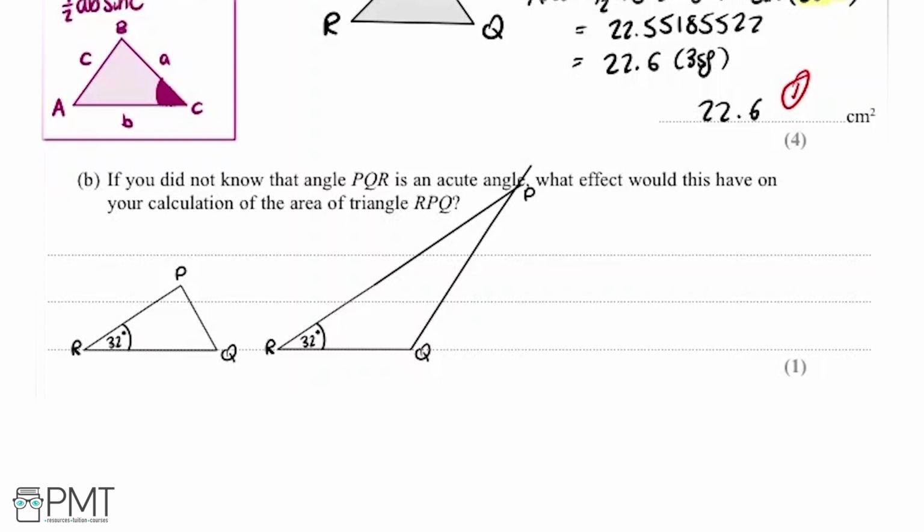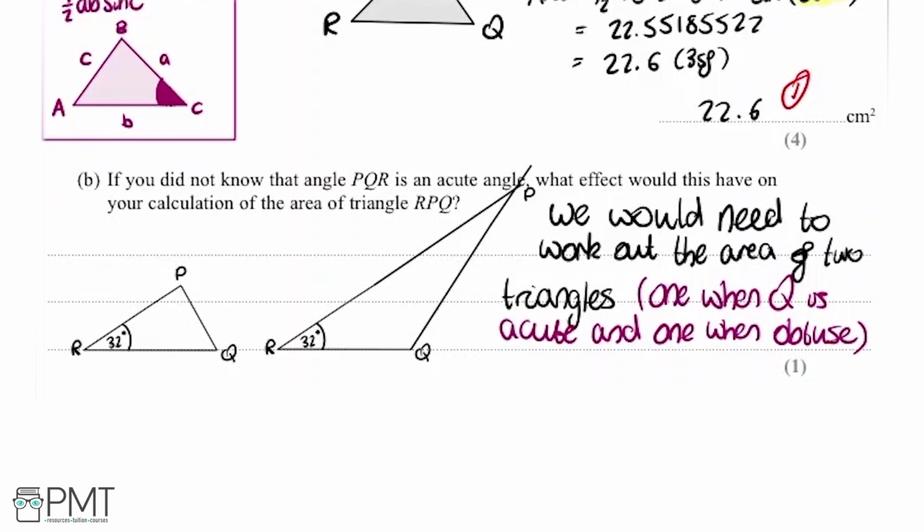So essentially what the question is getting at, if we didn't know that the angle was acute, so if we didn't know the triangle was this one, it could have been either of them. So what we need to do to get the mark for this question is just write out, we would need to work out the area of two triangles, and that would get you your mark. So you wouldn't need to draw these diagrams or anything, that was just to help explain. All you need to write is this bit of text here.